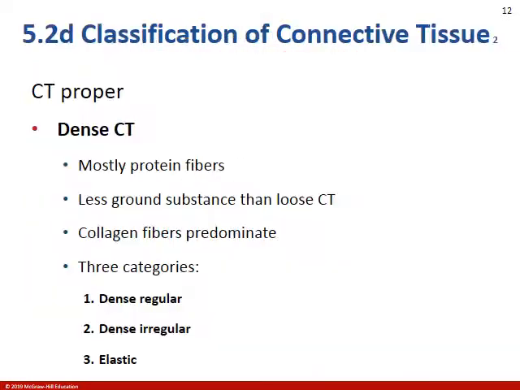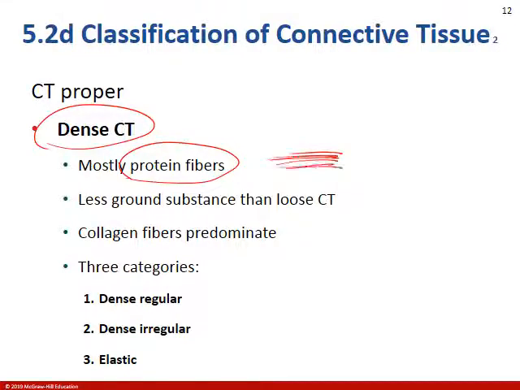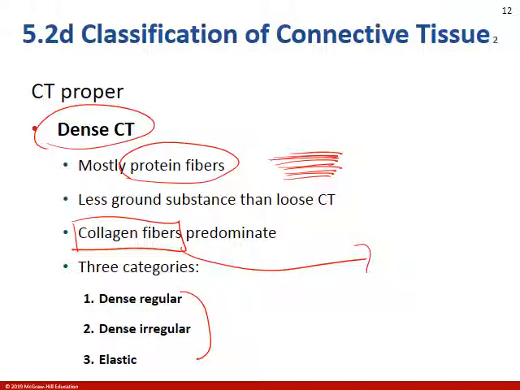Fibers. Yay! So this group, dense connective tissue, is going to have lots of fibers. And you're going to see those fibers kind of stack up, and that's where we get this term dense from. So you're going to have dense regular, dense irregular, and elastic connective tissue. They all have lots of collagen fibers. So there's more collagen fibers in dense connective tissue than there is in loose connective tissue. Collagen is also the predominant or the most abundant protein in the human body.